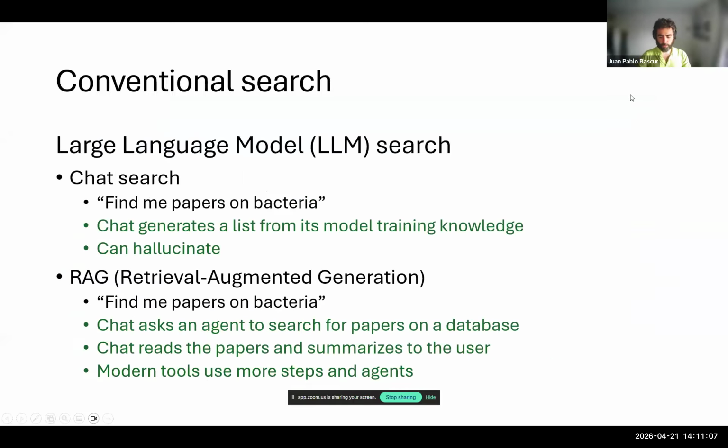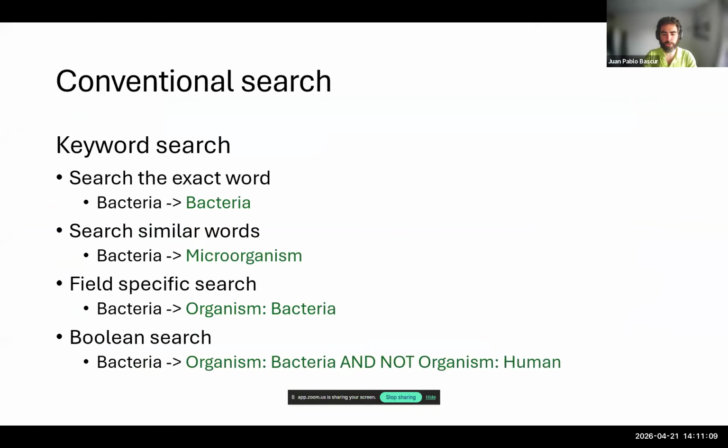So the first conventional search technique I want to talk about is keyword search, that I believe is what most people use. And this is just searching by text. At the most basic level, you can search for exactly the same word that can appear in the title, the abstract, or the keyword. So if you search for bacteria, you want to find bacteria in the paper. And then you can search for similar words. So this is a bit more complex from the side of the tool, but you still search for bacteria and it will find the synonyms.